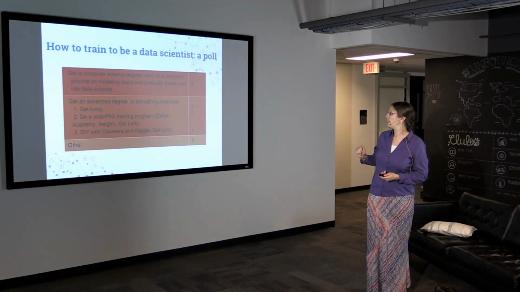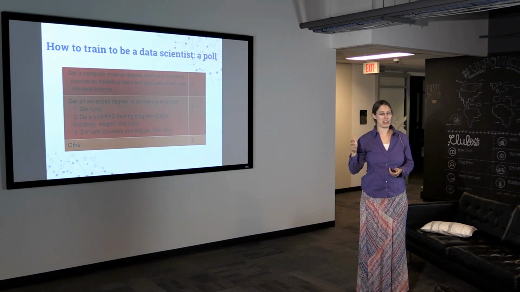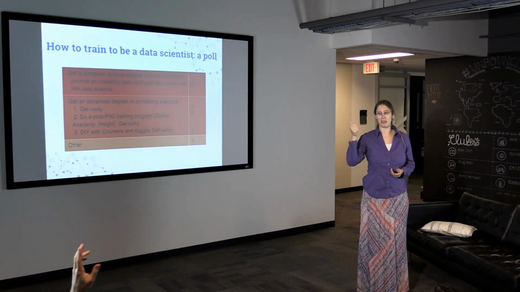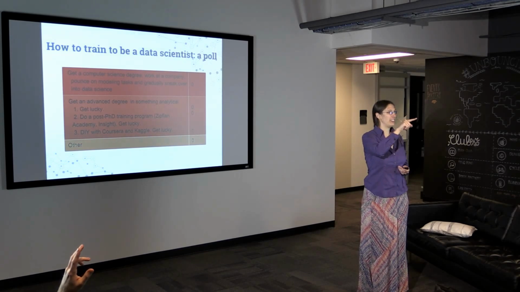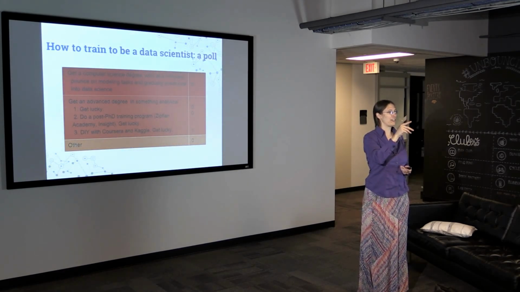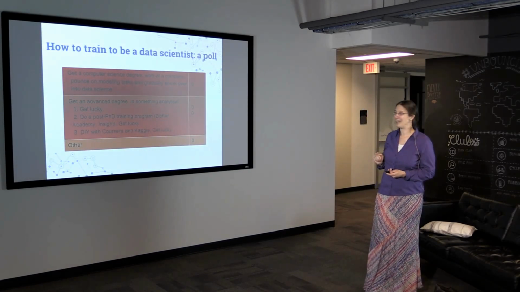Let's see. So who has a PhD in something or a master's-ish in something analytical? Chemistry, genetics, 1, 2, 3, 4, 5, 6, 7, 8, 9, 10. All right. Oh, this is terrible because I counted 16 first, and now I have 10 plus 8 is 18. Okay, this is going to not be very statistically significant.